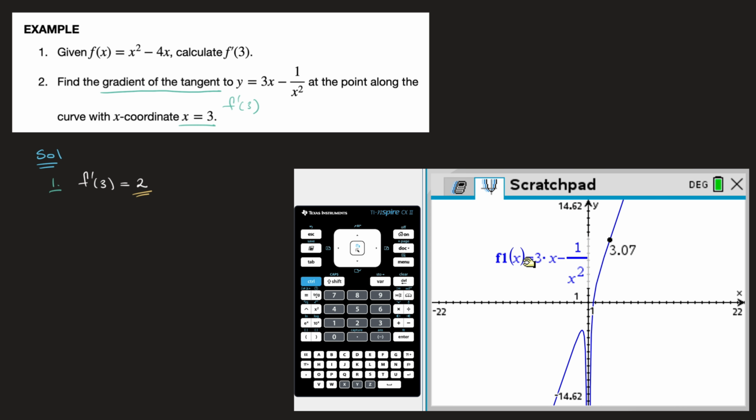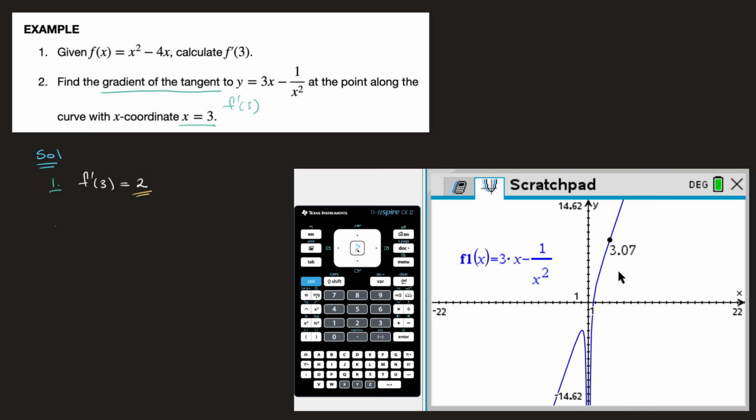And we're done. We can see that the calculator has added a point to our curve, and that's the point when x equals 3. And next to it, it's written 3.07. And that's the value of the derivative at that point on the curve. In other words, it's the gradient of the tangent to the curve at that point.